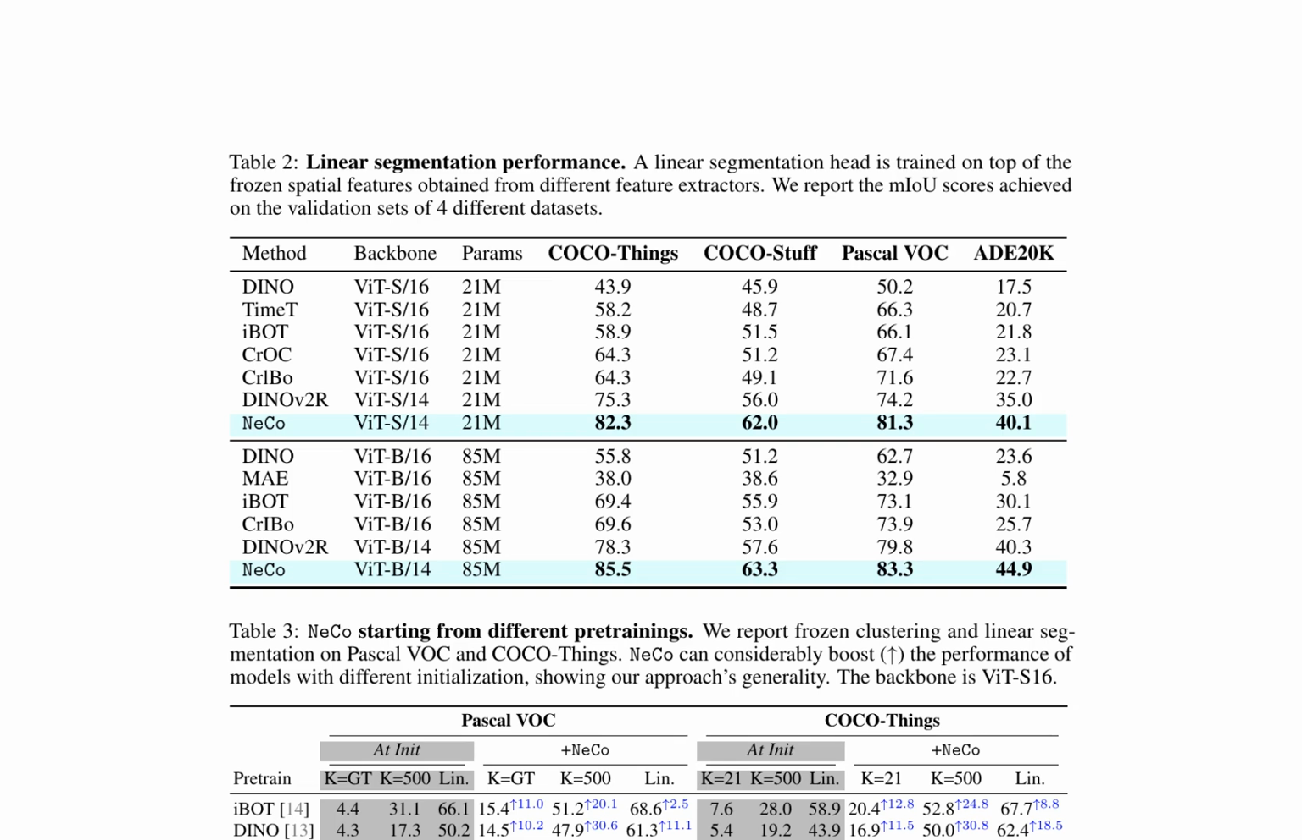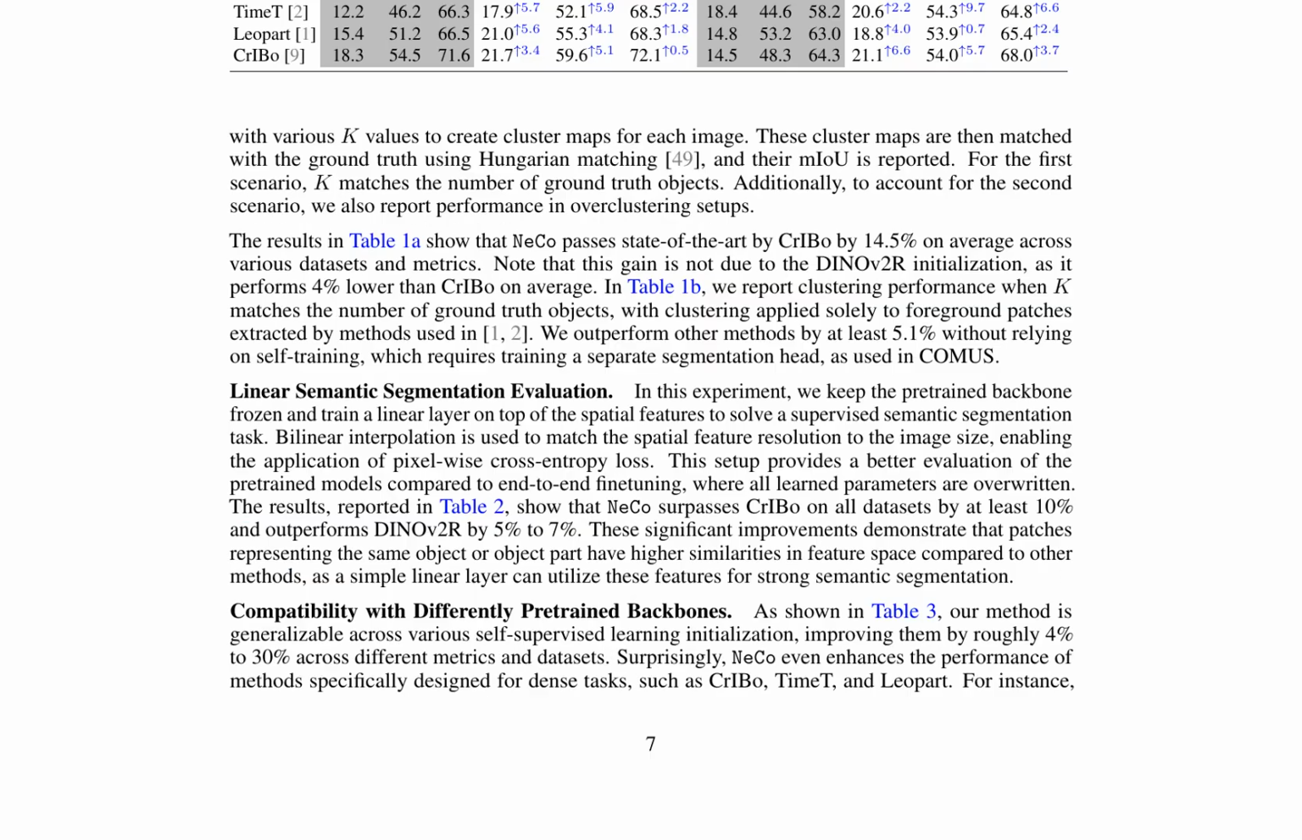The research paper discusses the NeCo method, which significantly improves linear segmentation and semantic segmentation performance by leveraging frozen clustering and linear segmentation heads. It starts by presenting the performance of different methods on various datasets, highlighting the superiority of NeCo over other approaches. The paper then delves into the compatibility of NeCo with differently pre-trained backbones, demonstrating its ability to enhance the performance of methods designed for dense tasks.